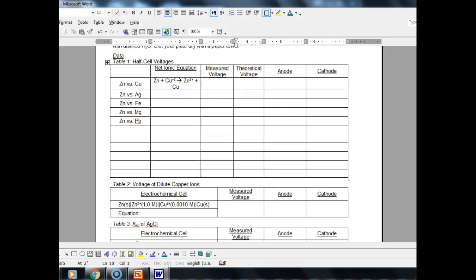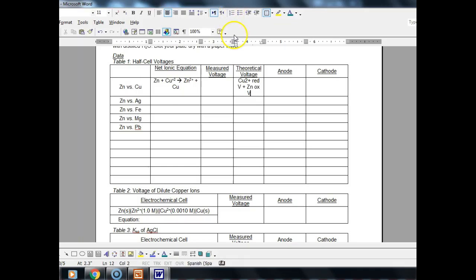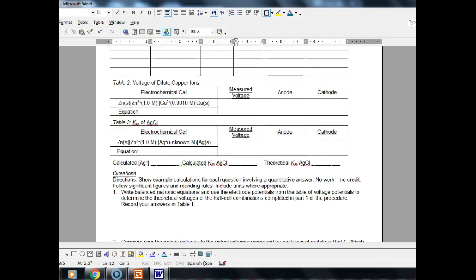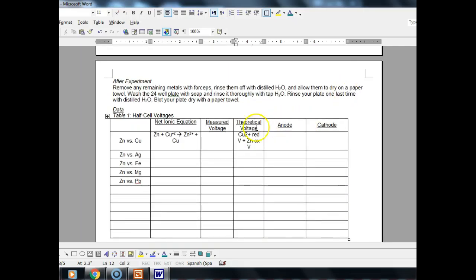The theoretical voltage would be the copper reduction plus the zinc oxidation voltage, which again would be flipped. Alright, so you should get positive voltages for these, and you're going to do this for the other ones, but you only have to show me one example of the net ionics, and you only have to show me one example of the electrode potential calculation for this voltage, and then the rest you can just do.